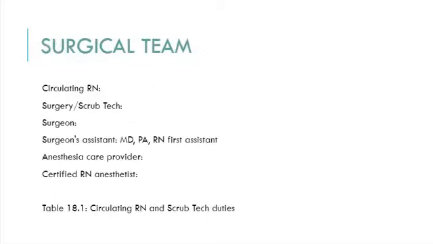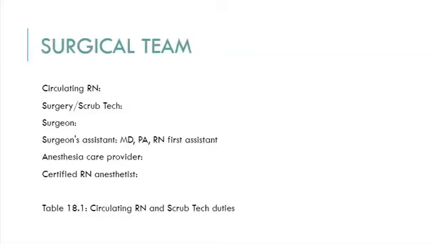Who is the surgical team? The circulating nurse is the nurse documenting and getting extra supplies. The surgery or scrub tech is the person setting up the sterile field, counting the supplies, and handing supplies to the surgeon. Table 18.1 in your textbook does a really good job of explaining the duties of a circulating RN versus a scrub tech. The surgeon is, of course, the person performing the surgery.